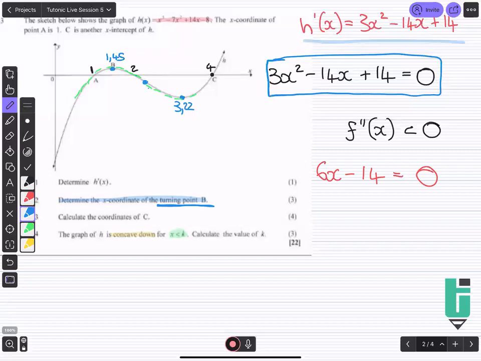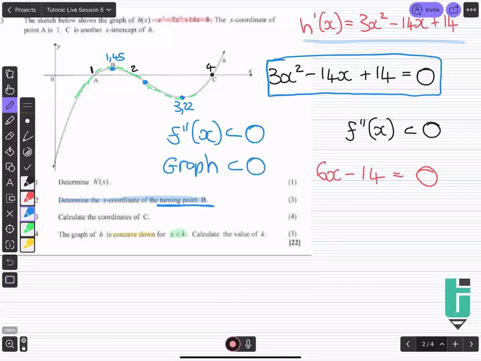So what is the graphical meaning of concave down? We know the algebraic meaning is the second derivative is less than naught, right? Where the graph is below the tangent. So graph is below tangent. Where's the graph below the tangent? At point B.